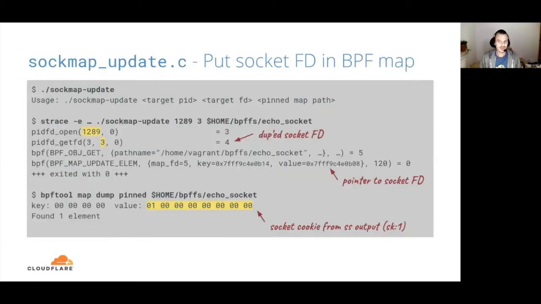So let's run a helper program that does just that. It gets a duplicate file descriptor for the socket using pidfd getfd, and inserts it into the echo socket BPF map. Now, if we dump the map context, we see that the socket has been stored.